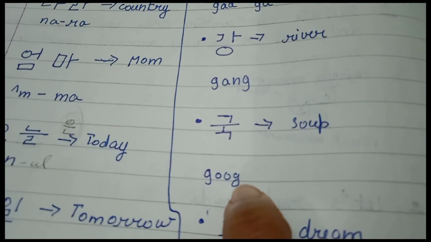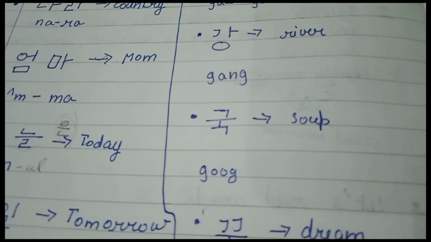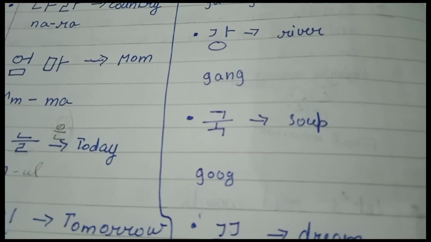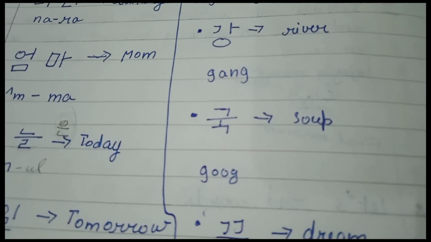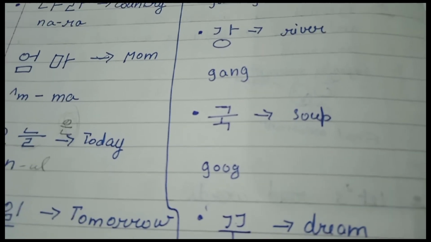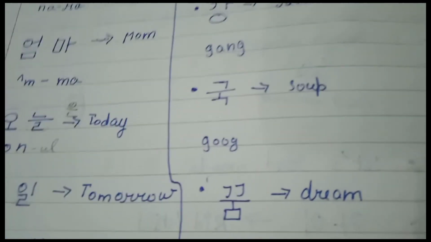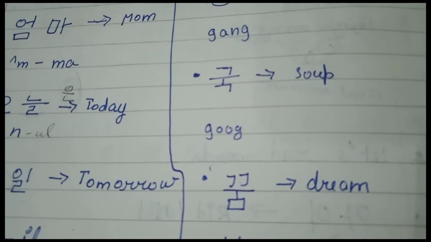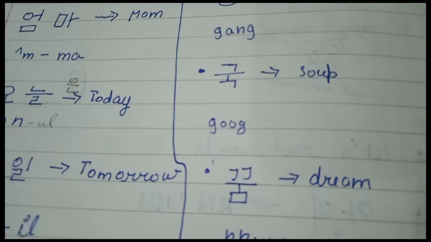This means gook. Do not look at the romanization. Then you would read it as goog. It is not goog. It's gook, which means soup. Gook. So that is why I tell you to not look at the romanization, because romanization is maximum times wrong and it makes you read the words wrongly.